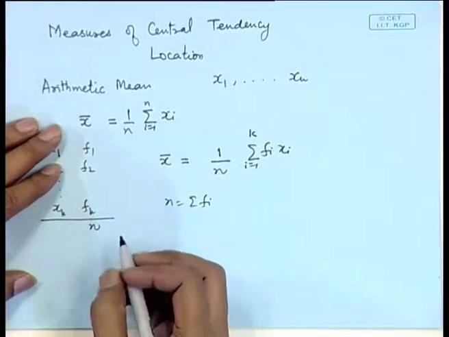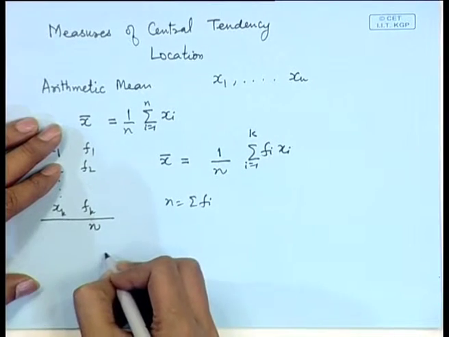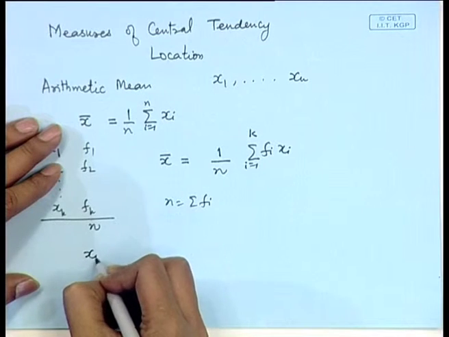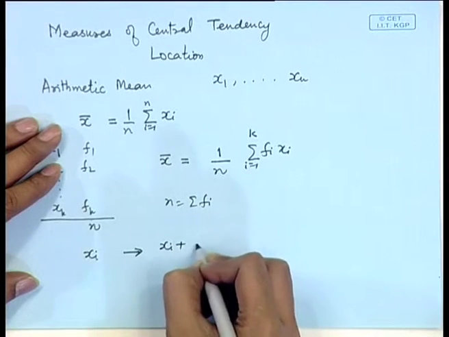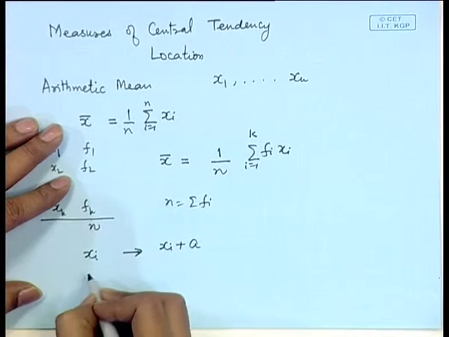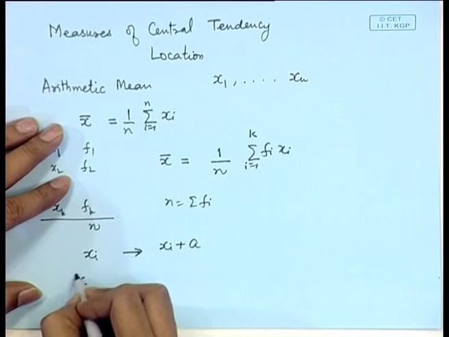I must comment here that the arithmetic mean is one of the most commonly used measures of central tendency. It is because of ease of calculation and also certain mathematical properties which it satisfies. For example, suppose in place of x i the values are shifted by a. Then what will happen to your average value x bar?